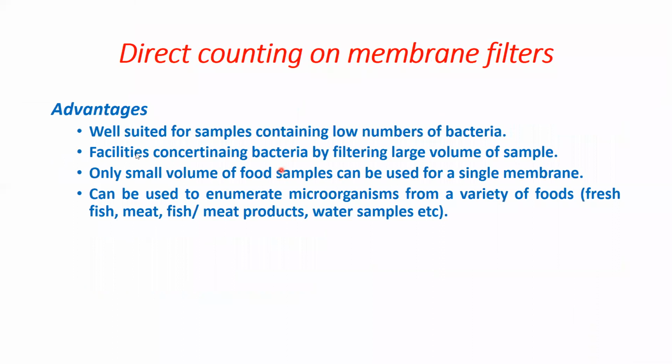Advantages of this direct counting on membrane filter is that it is well suited for samples containing a low number of bacteria. That means a sample which contains a low number of bacteria is most suitable. It facilitates concentrating bacteria by filtering a large volume of sample. Then only a small volume of food sample can be used for a single membrane and can be used to enumerate microorganisms from a variety of foods, fresh fish, meat products, water samples, etc. So that is the advantage.